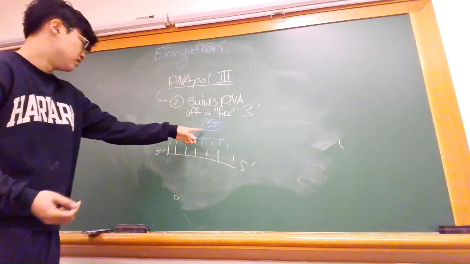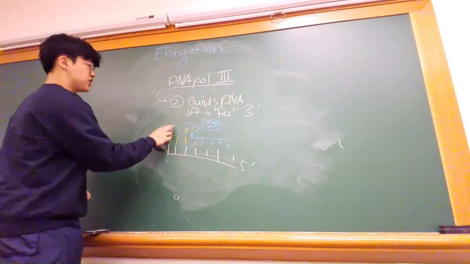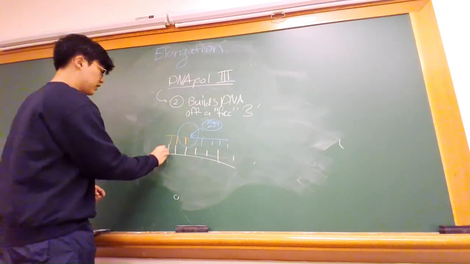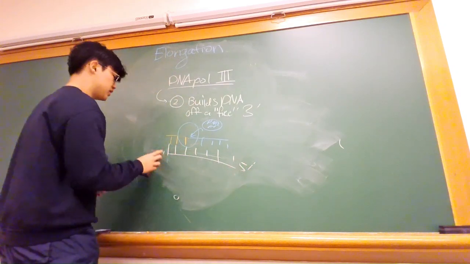So you can see this DNA polymerase can only build in one direction. So let's say we switch the direction of the DNA and we make it 3' to 5'. Oh, excuse me. I think that's literally what I just did.